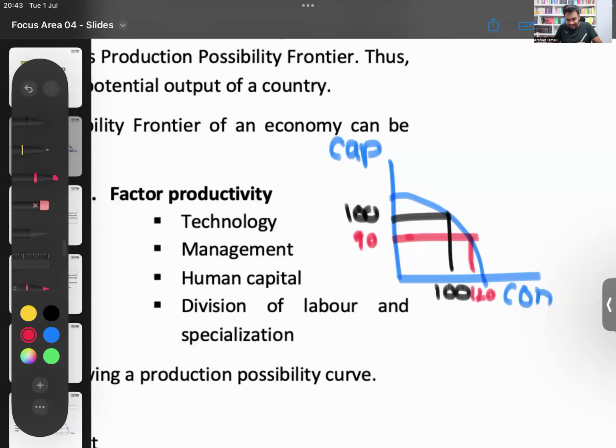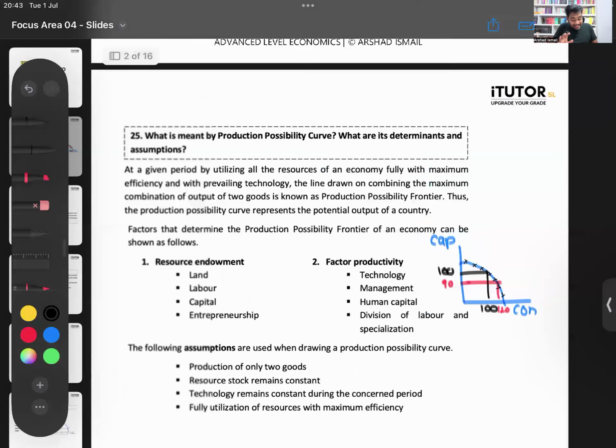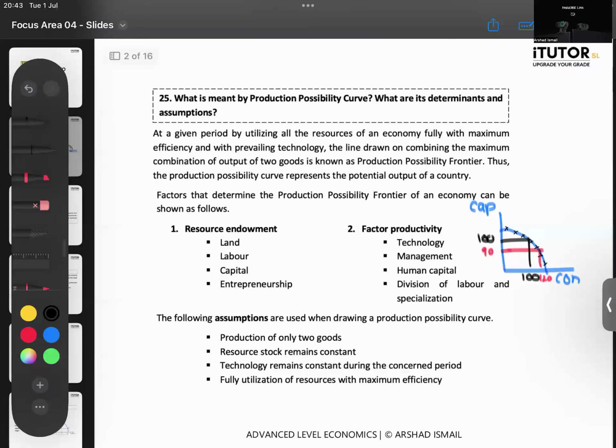So this line, what does it show? This line, that is what you call the PPC. It shows the different combinations of two goods a country can produce if they use all their resources fully. That's what a PPC is. But these are economic models. Now, if you take the real world, a country doesn't only produce two goods. No, a country produces thousands and thousands of goods.